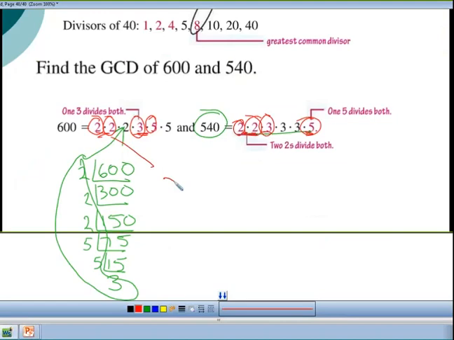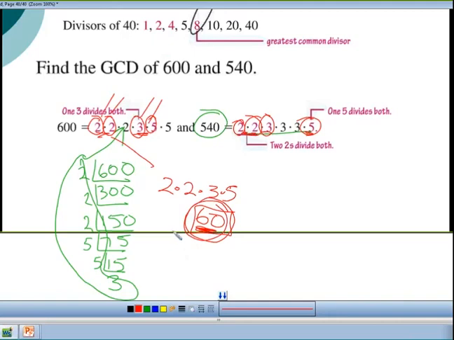If I take these, the 2 times 2 times 3 times 5, and I actually multiply it together, so I get 4 times 3 is 12 times 5, gives me 60. What that means is that if these are the prime factors they have in common, then whatever that multiplies to, this is the biggest common divisor that they have in common.